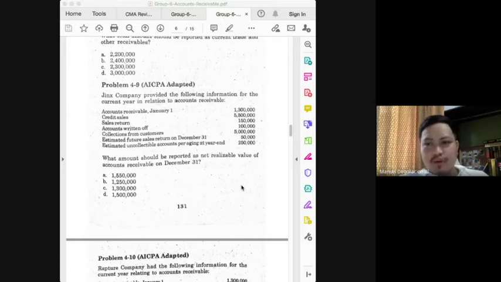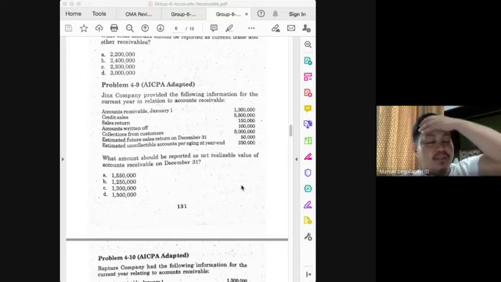Okay, so far we have 1,300,000 beginning balance plus the credit sales of 5,500,000. Then deduct the sales return of 150,000, deduct the write-off of 100,000, and deduct also the collections from our customers of 5,000,000. That would give us, class, the ending balance per ledger for our accounts receivable at the end of the year in the amount of 1,550,000. But that is not the answer yet, because the 1,550,000 represents the gross value of our receivables.